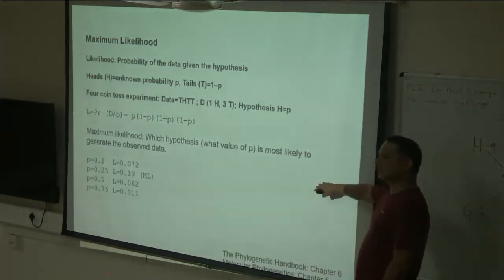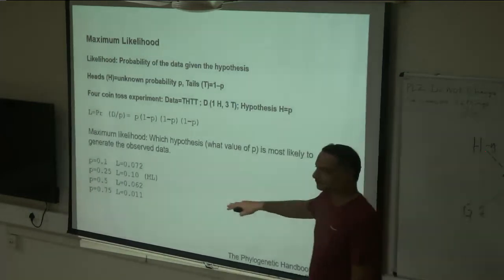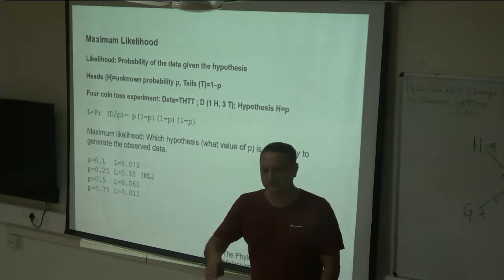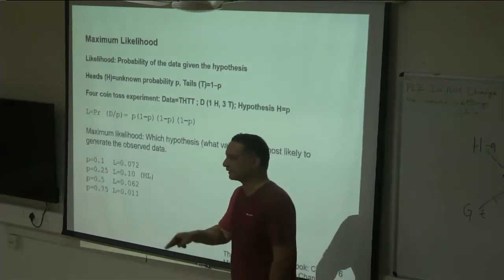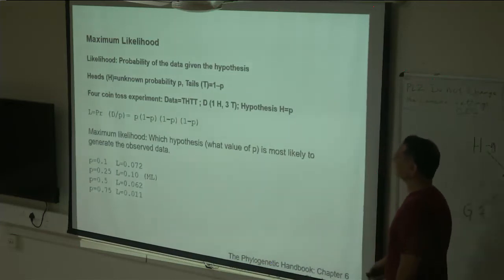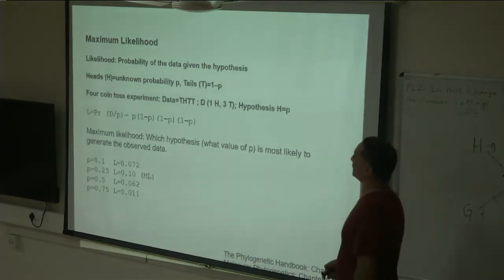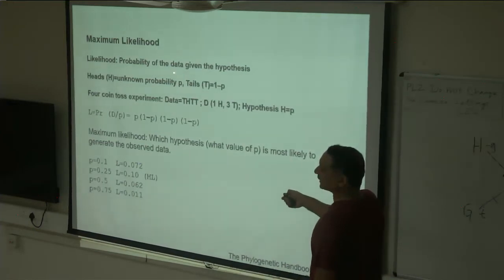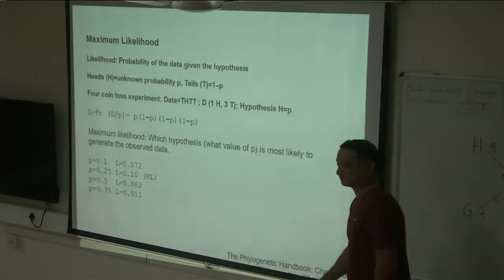So remember, likelihood and Bayesian inference use models of sequence evolution. And that is the fundamental and very important difference between parsimony and these methods. Okay, what is likelihood? Likelihood is basically the probability of the data given the hypothesis.